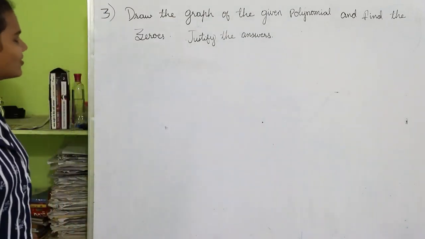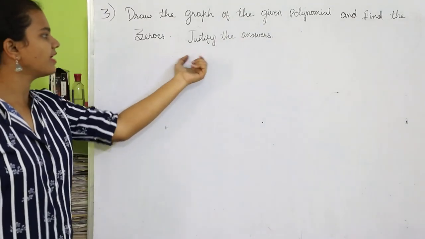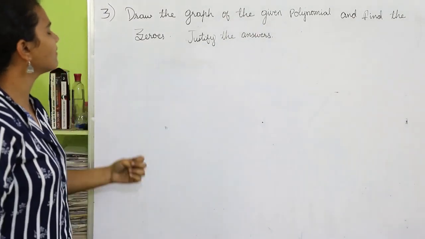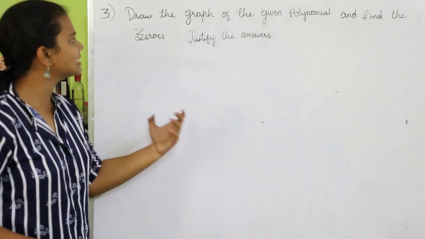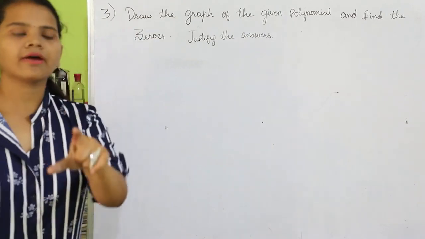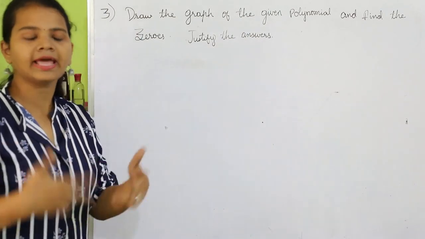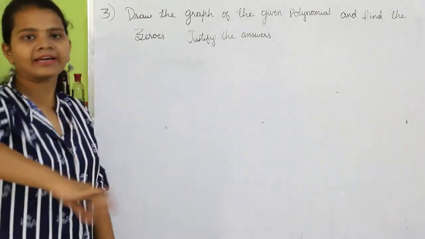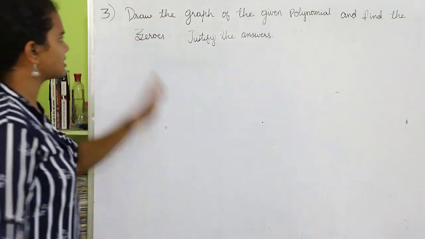The question is: draw the graph of the given polynomial and find the zeros, and justify the answers. Firstly, find the zeros, and then take more points. So 2, 3, let's take alternate numbers and take more points, and then you can make a graph using those points. I will show how to draw this.